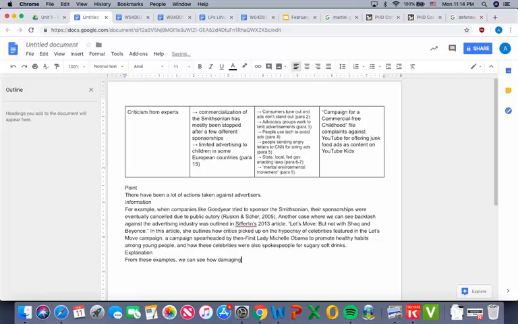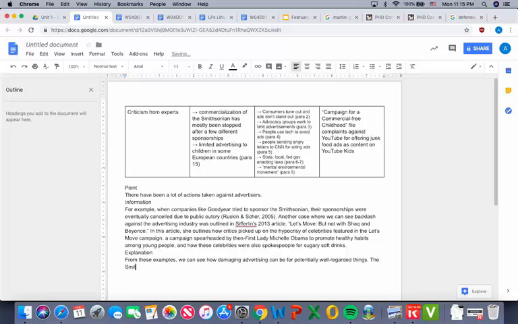So from these examples, we can see how damaging advertising can be for potentially well-regarded things. Things is not a great word, but I'm just going to leave that there. When I come back for proofreading, if I can think of a better word, I'll put it in there. So from these examples, we can see how damaging advertising can be for potentially well-regarded things.